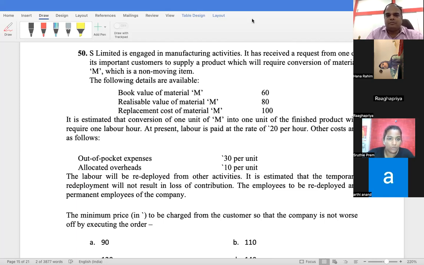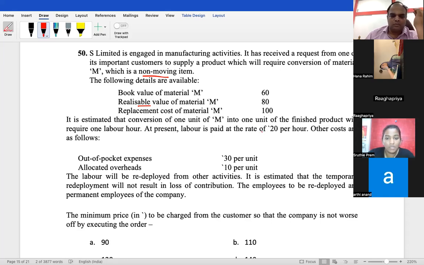Next. Yes Limited is engaged in manufacturing activities. It has received a request from one of its important customers to supply a product which will require conversion of material M, which is a non-moving item. The following details are available. Book value of material M rupees 60, realizable value of material M 80, replacement cost of material M 100. It is estimated that conversion of 1 unit of M into 1 unit of finished product will require 1 labor hour. At present, labor is paid at the rate of rupees 20 per hour. Other costs are as follows.